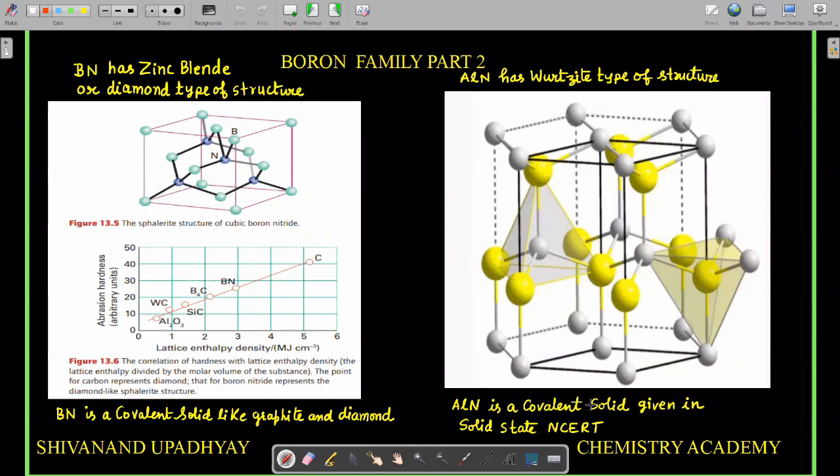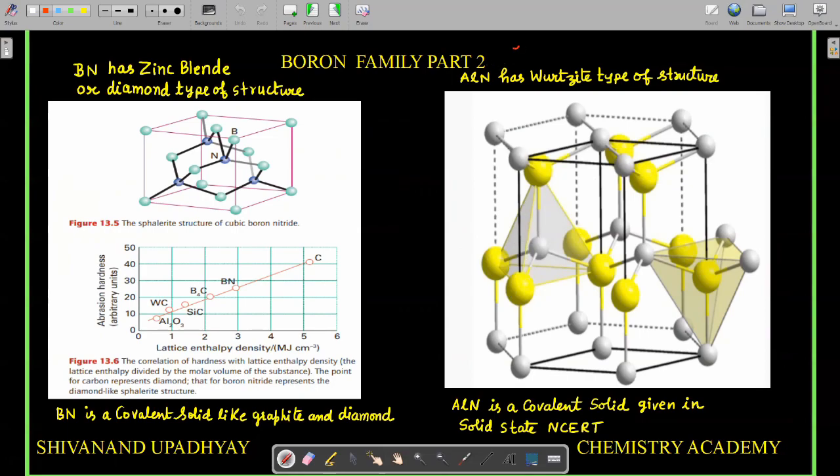Aluminium nitride is a covalent solid given in solid state NCERT and it has a wurtzite type of structure. What is the first line of wurtzite which we should know? It is FCC with respect to anion, and cation is present in tetrahedral voids and half of the tetrahedral voids are occupied. So here aluminium is shown as the bigger metal atoms, right? And this is the nitrogen atom. So it is HCP with respect to nitrogen atoms, and half of the tetrahedral voids are occupied by the aluminium atoms, right? So again, you can see here that between aluminium and nitrogen, the bond is a covalent bond. So it is a covalent solid.